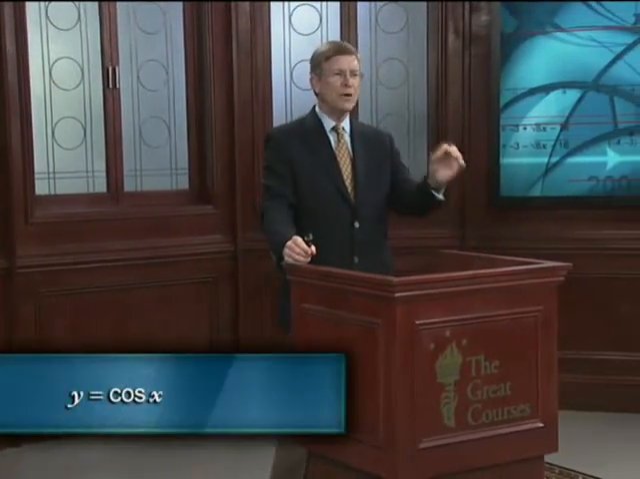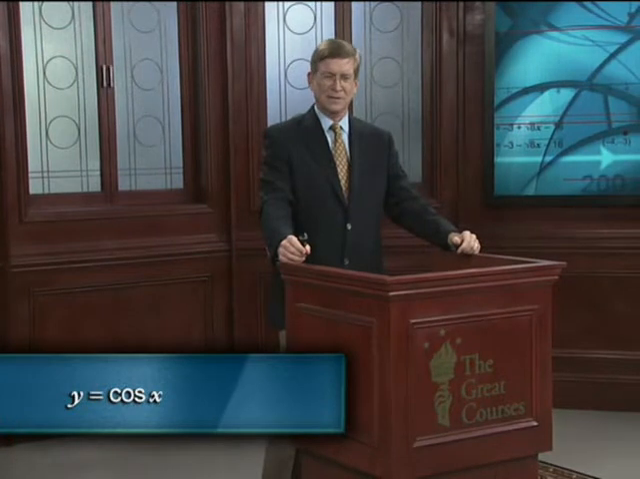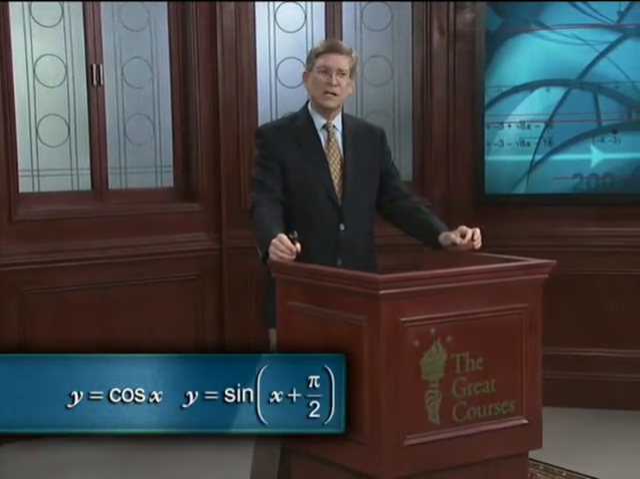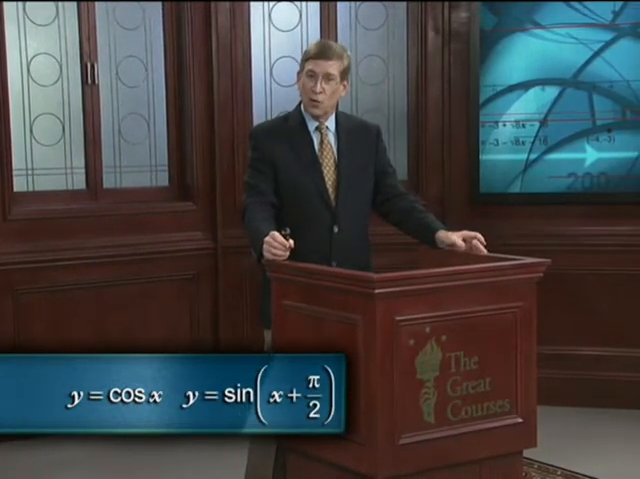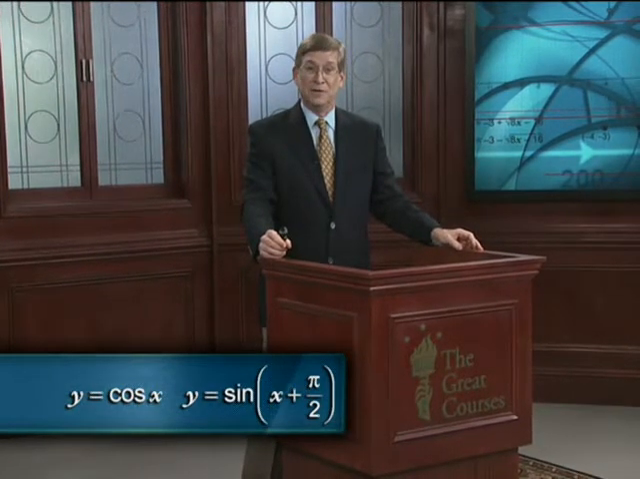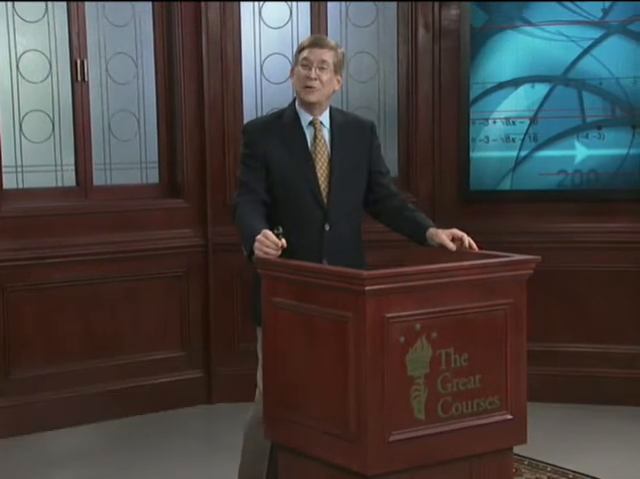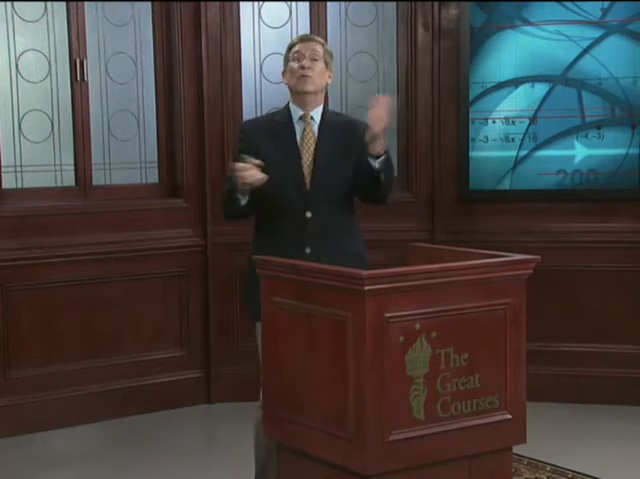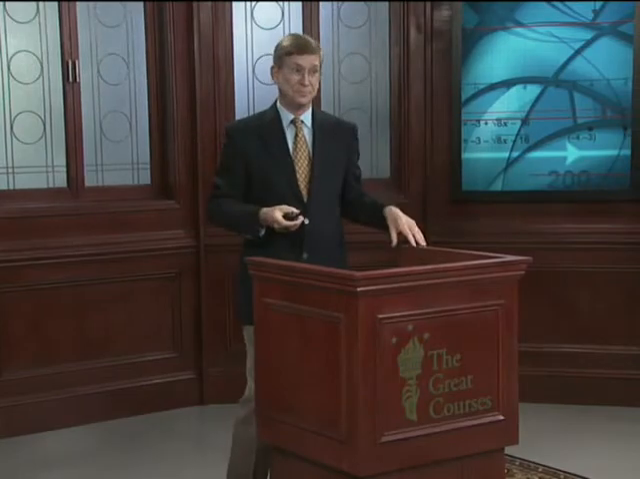You can check that on your graphing calculator. Try this experiment sometime. Graph y equals cosine x, and also graph y equals sine of the quantity x plus pi over 2 being the shift factor here. You'll get the same graph. They'll be on top of each other. In fact, you won't notice any difference. You'll graph it and you'll think you've only graphed one function.